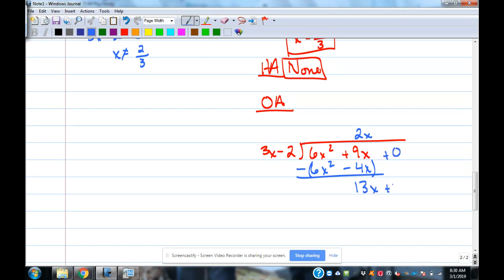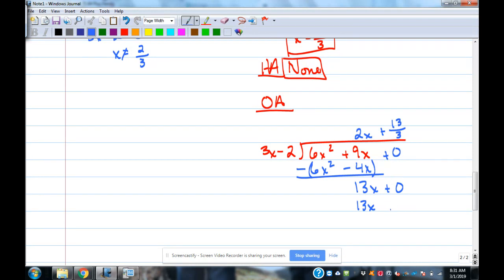Technically, it's plus 0. What times 3x gives me 13? It's a fraction. What's the fraction that gets there? That's right. 13 over 3 is the fraction that gets us there. And then 13 over 3.